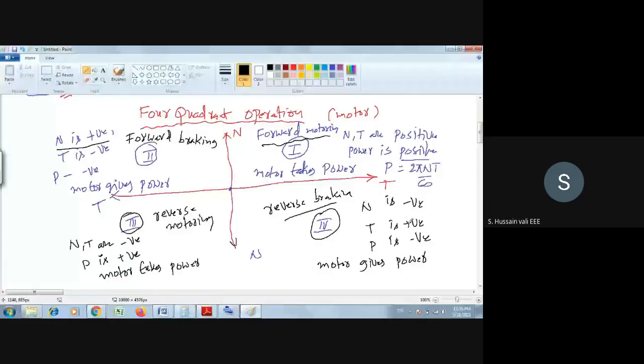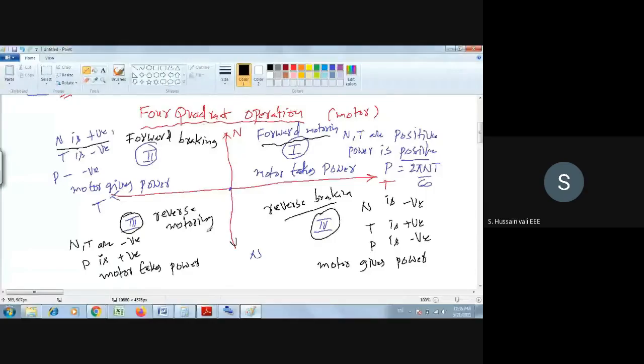So these are the four possible operations. Now each has been given a name. What is the name? The first quadrant operation is named forward motoring. The second one is forward braking. The third one is reverse motoring. The fourth one is reverse braking. So here you will find two words. One word is either forward or reverse. The second thing is that it is either motoring or braking.